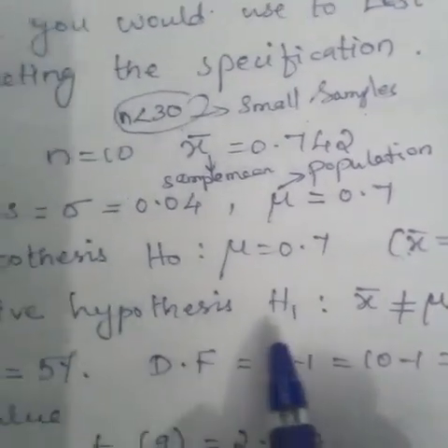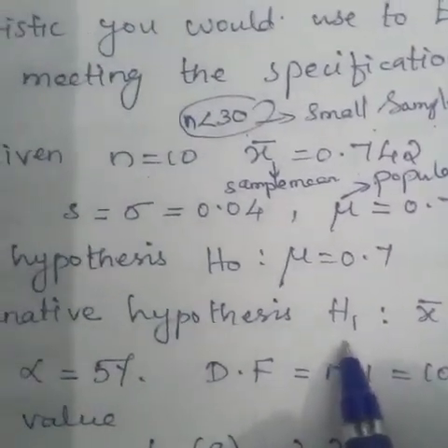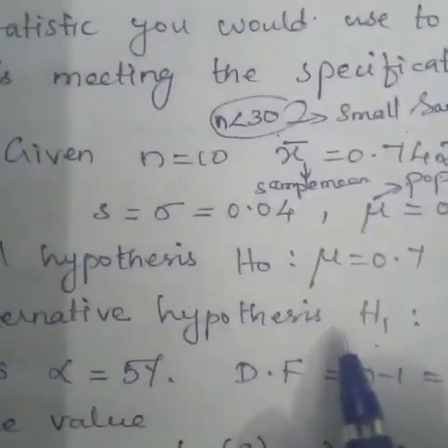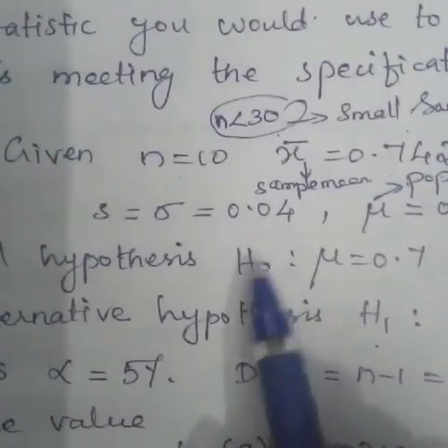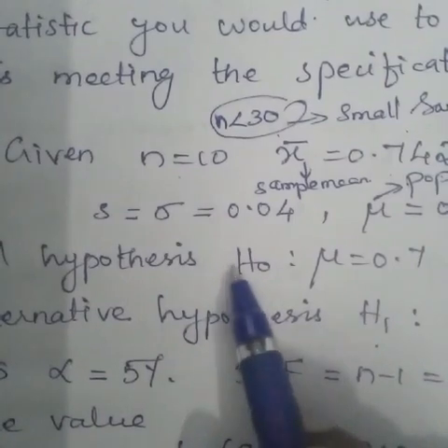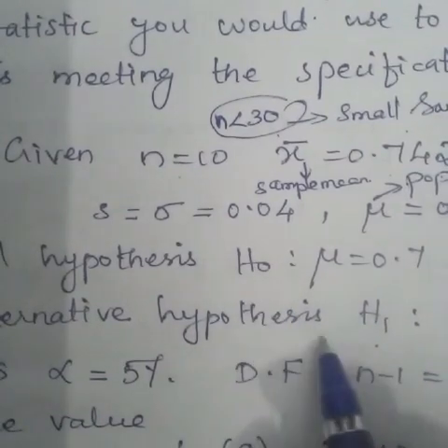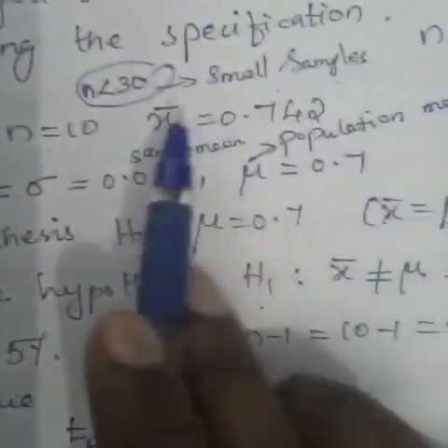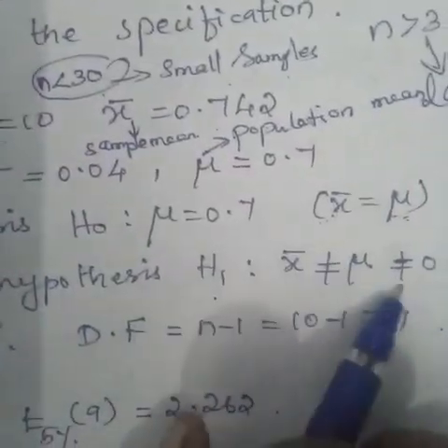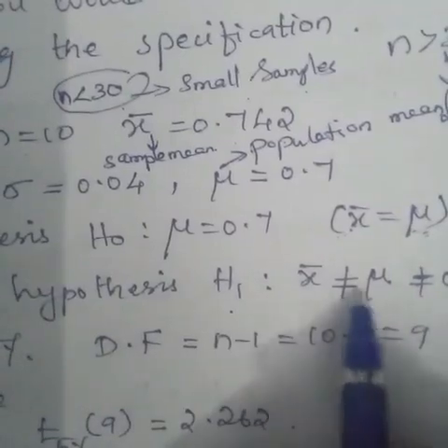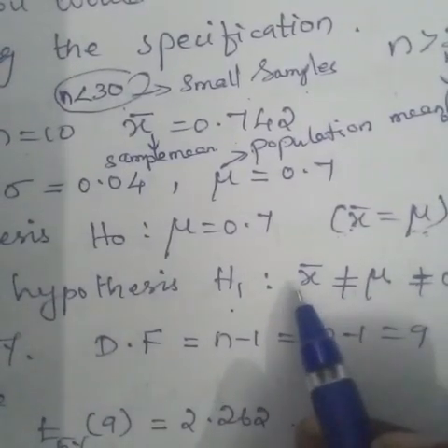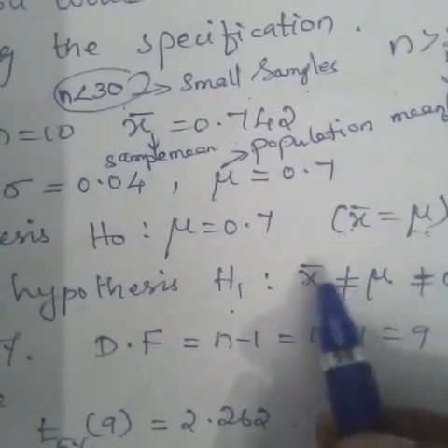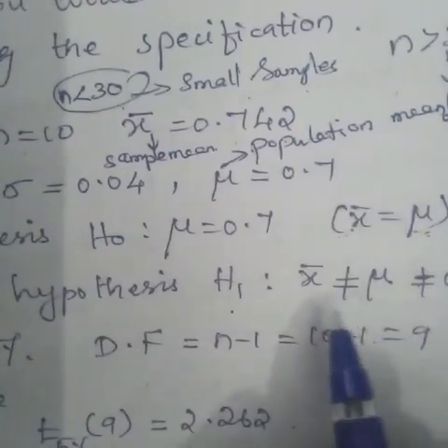And the alternative hypothesis is denoted by the symbol H1. The alternative hypothesis is directly opposite to the null hypothesis. The complement of H naught is H1. Alternative hypothesis means there is some difference between the sample mean and the population mean. That means both are not equal. Maybe it is less than or greater than. Anyway, the sample mean and population mean are not equal.